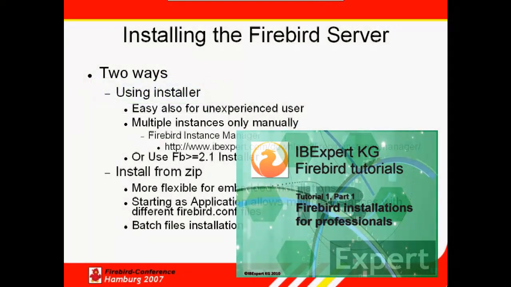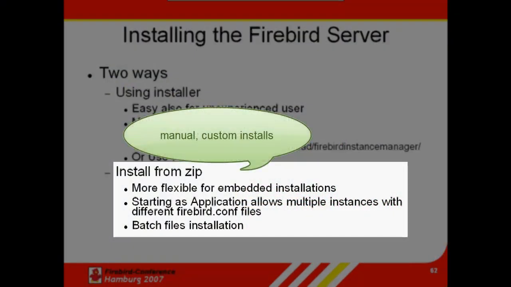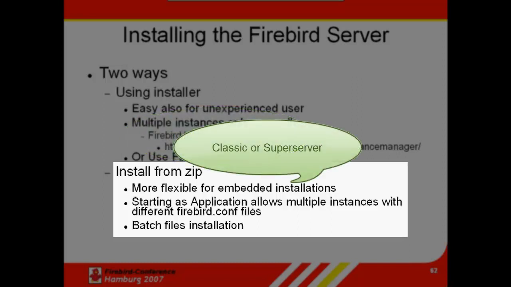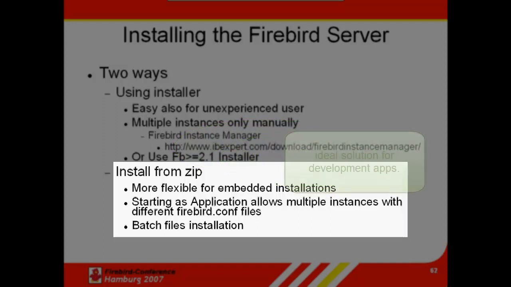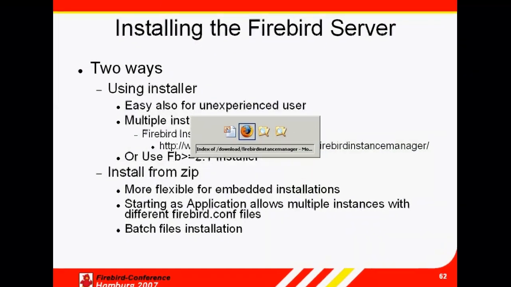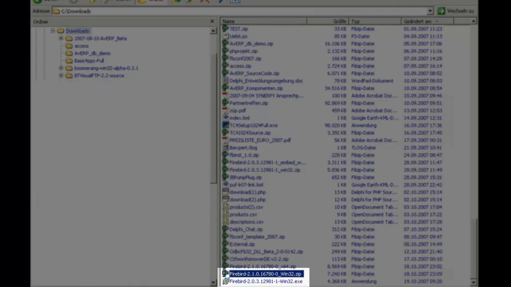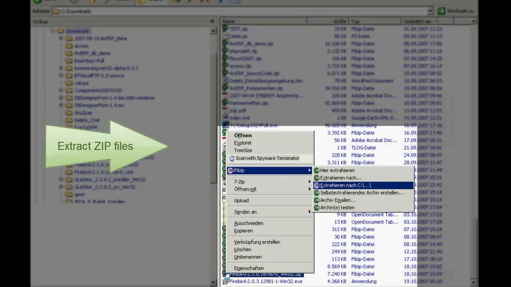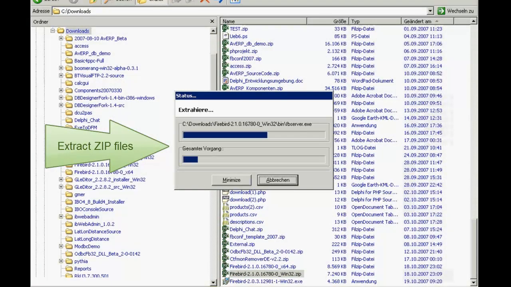Another way to install Firebird is from a zip file. The zip kit is for manual, custom installs of Classic or Super Server. This zip file basically contains the complete installation structure. This method is more flexible for embedded installations and is the ideal solution for development applications which are being passed on to customers. Simply pack the complete Firebird zip directory in with your application so that when you call your installer, the only work necessary is to call the appropriate batch file.